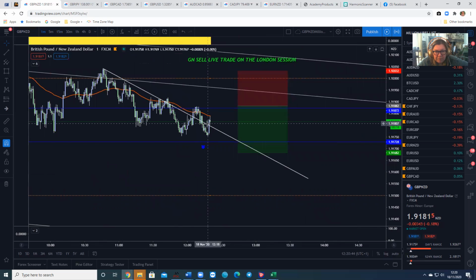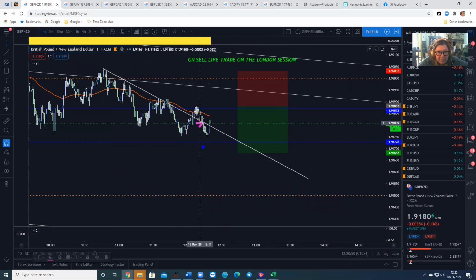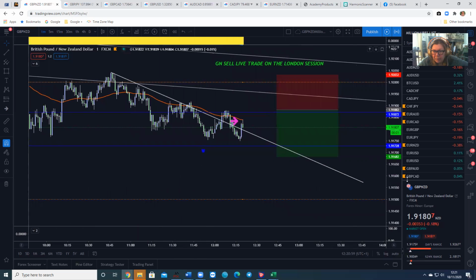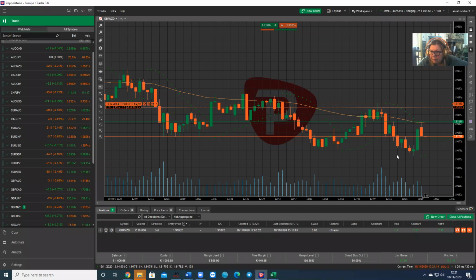Now you see it's tested the 62, and let's get in one of our little arrows. It's tested that 62 and wicked off exactly to the pip, which for us is a very good sign. So you have to allow room for price to breathe. I should still be in the trade because I allowed that spread on the sell between the bid and the ask. So we're still okay. We're at 5 pips profit.